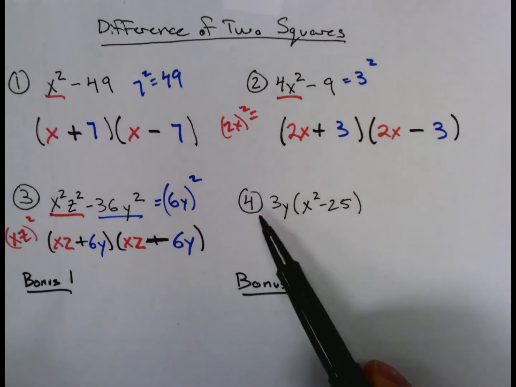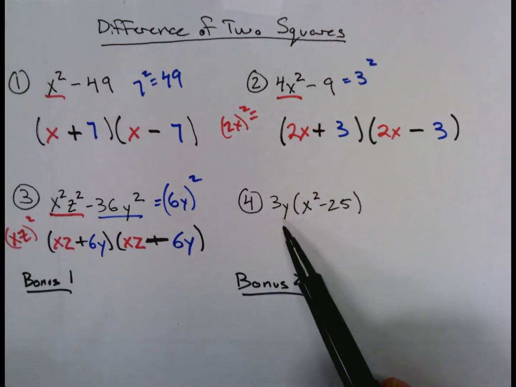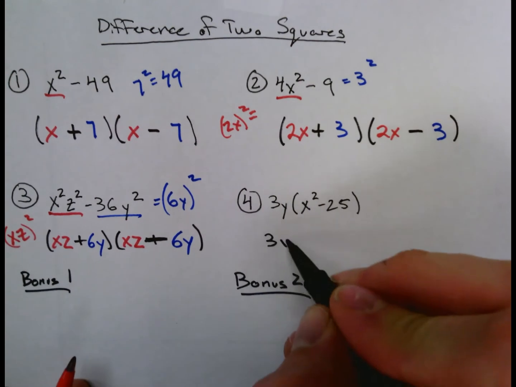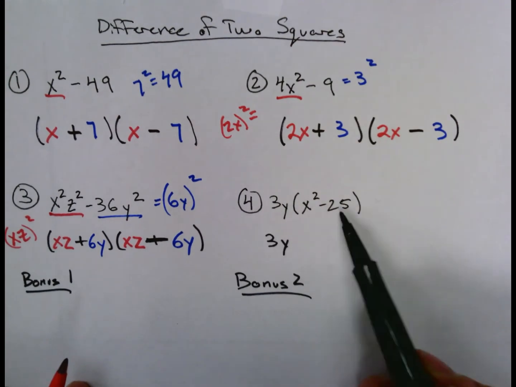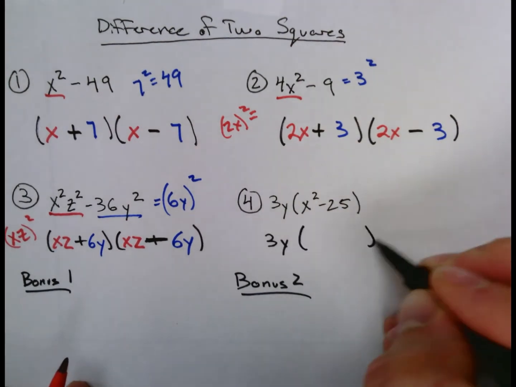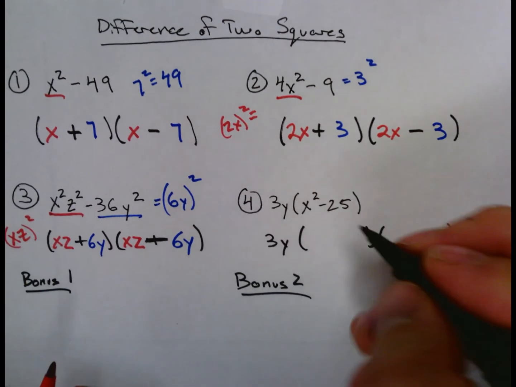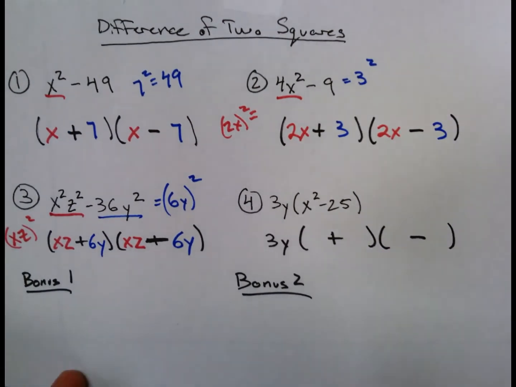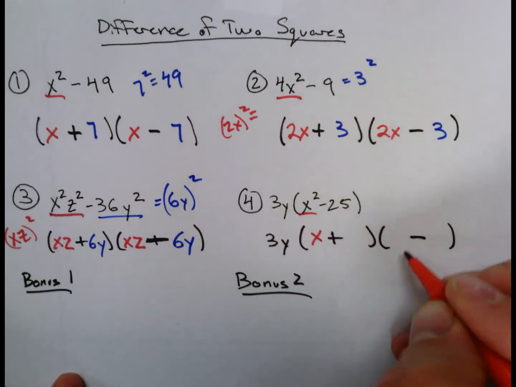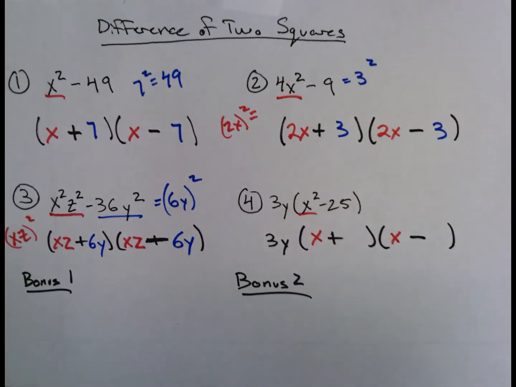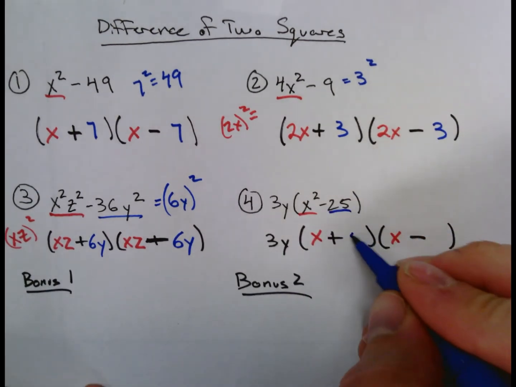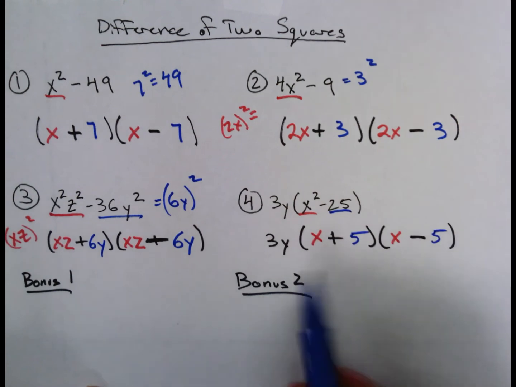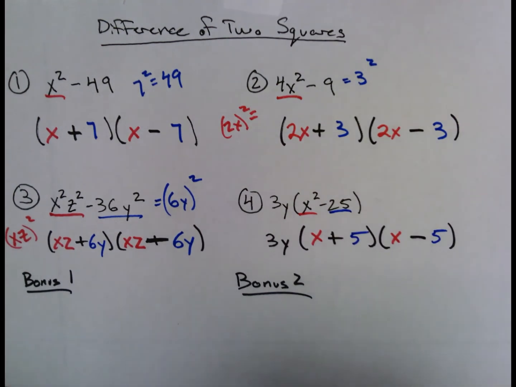And for this one, question 4, we have a greatest common factor of 3y out front. That's going to stay there. So you have a 3y out front. This is a difference of two squares. So you put two parentheses there, one plus and one minus. And then again, x squared is just going to be an x quantity squared. And for 25, that is 5 squared, so plus 5 and minus 5. That would be your completed version there.